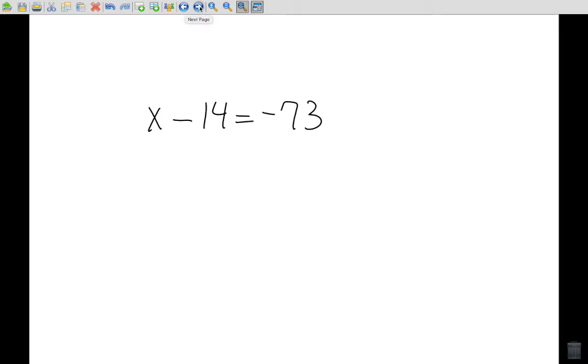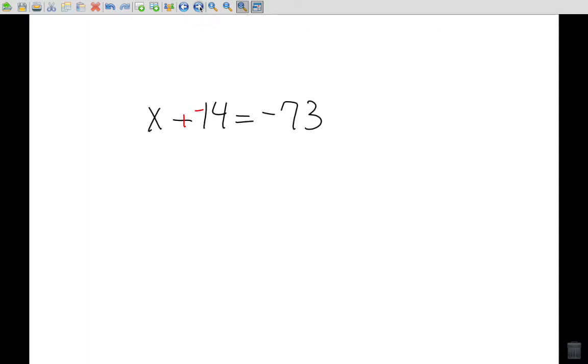Take a look at this one. Again, you could maybe guess and check what x should be, but we're going to go through the formal steps and show our work. Now, my preference with a subtraction problem is to always change subtraction to adding the opposite of what follows the subtraction sign. So I'm going to look at this and really think of it as x plus negative 14 is equal to negative 73. So when I go back to those original problems, we're trying to get rid of that negative 14.